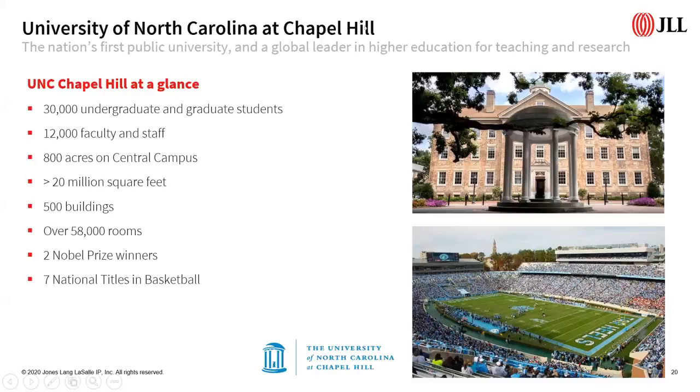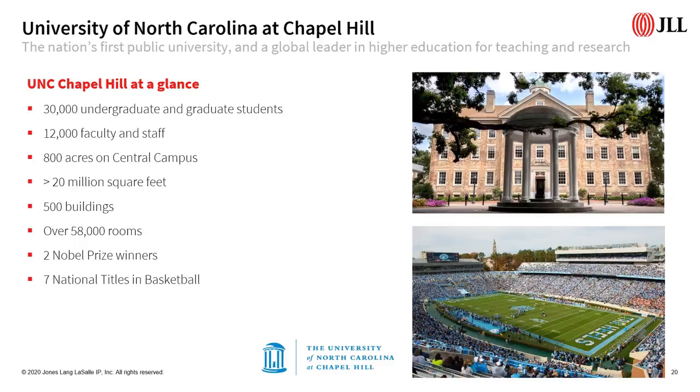UNC was founded in 1789 and is the flagship university for the UNC system, which contains 16 universities and the North Carolina School of Science and Math. There are 30,000 undergraduate and graduate students being served by 12 colleges and schools. These include a medical school, a law school, School of Education, and a School of Public Health, to name a few. 12,000 faculty and staff are required to keep the university running smoothly.